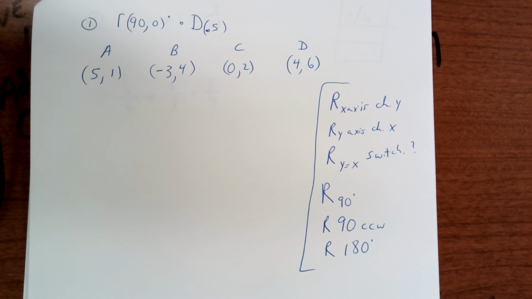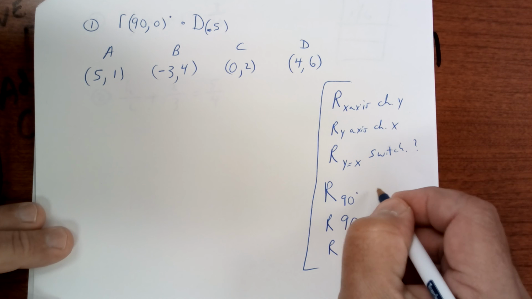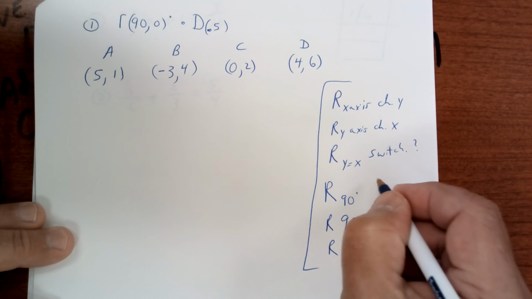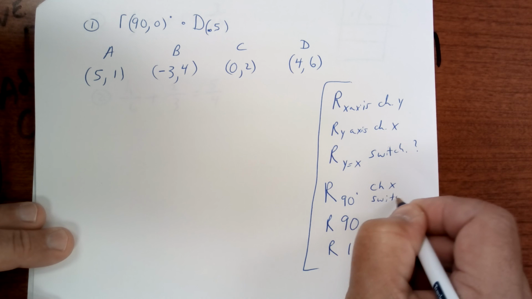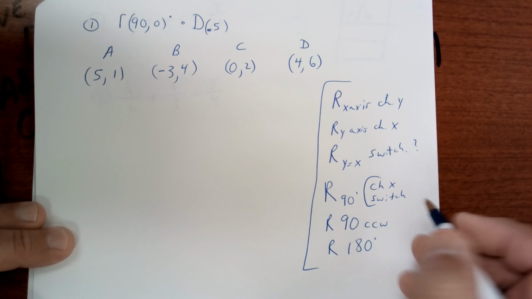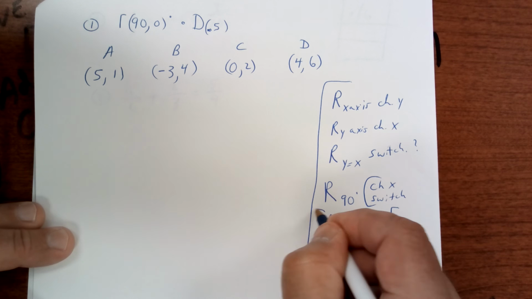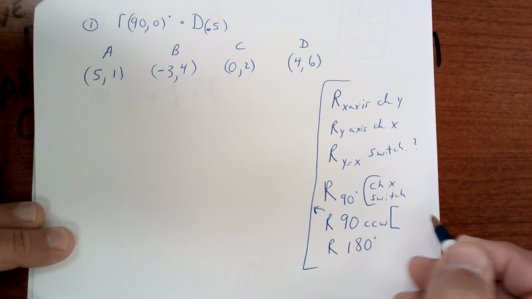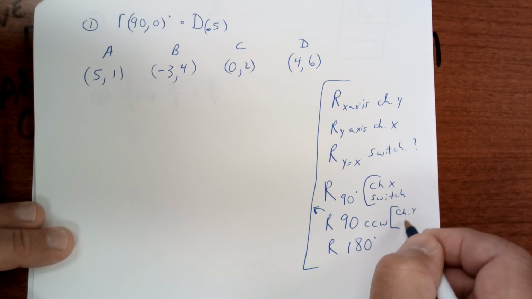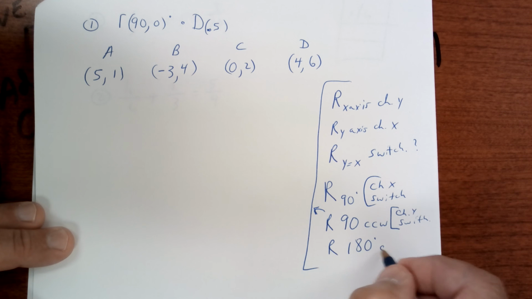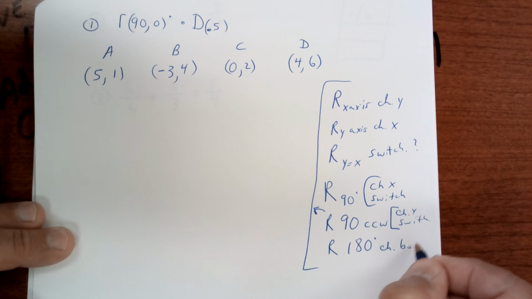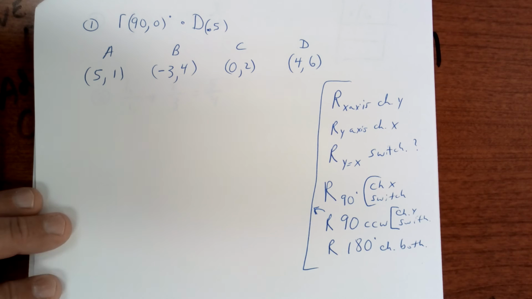If you rotate 90 degrees, and that's this one, I believe you change the x and switch. So change x and switch. Remember, I tried to get you to memorize that. 90 degrees counterclockwise, which is this way, you change the y and switch. And then this one, you just change both. And you can verify that if you need to. So let's take a look up here.